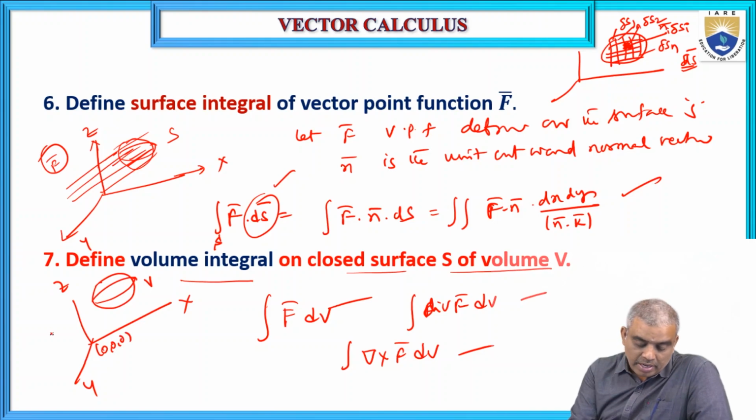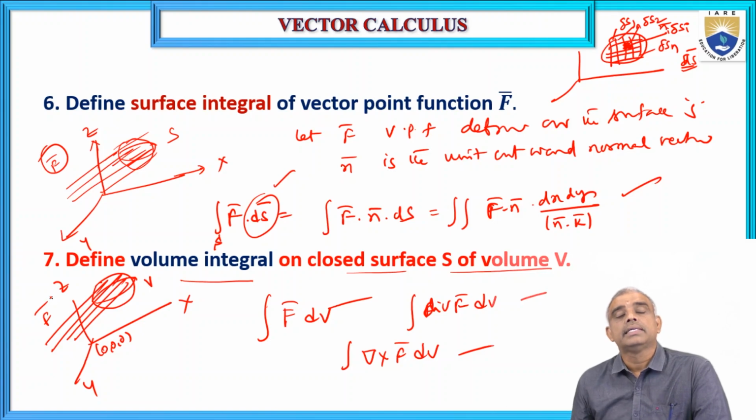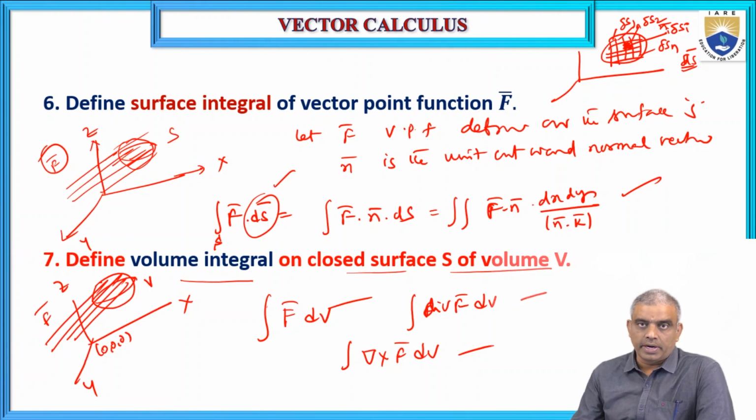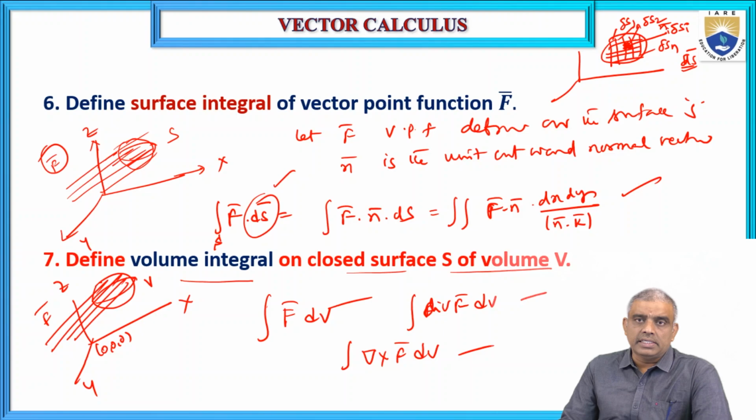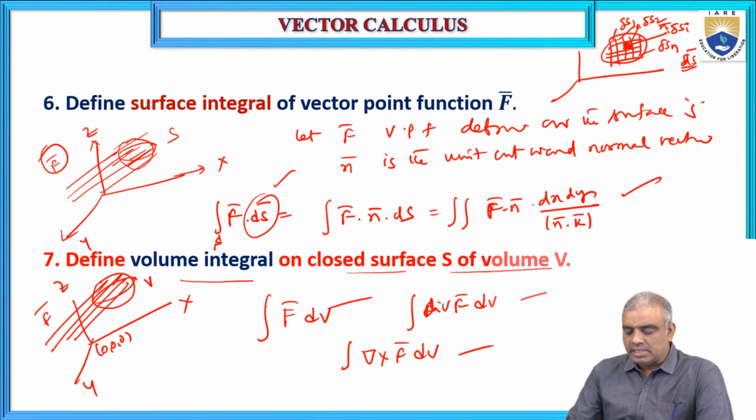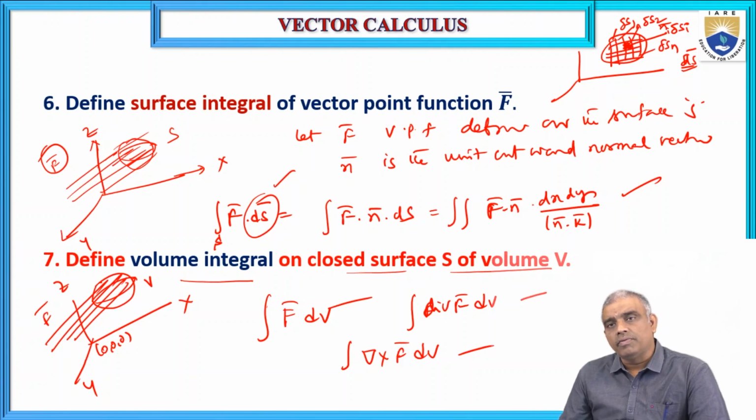Then, f bar is any vector point function which is defined on the surface S, and it is a continuous vector point function. Then the volume integral is defined as integral del cross f bar dv, or integral f bar dv, or integral div f bar dv. All of these are volume integrals.